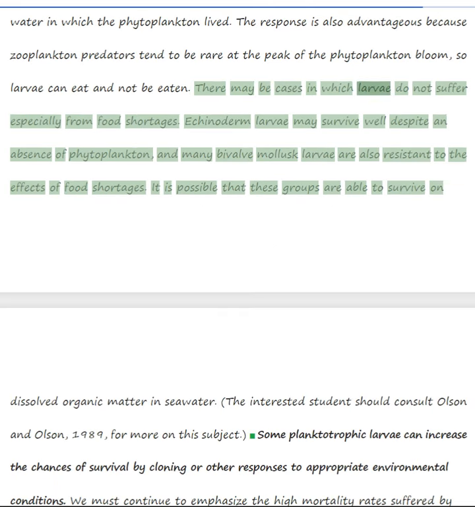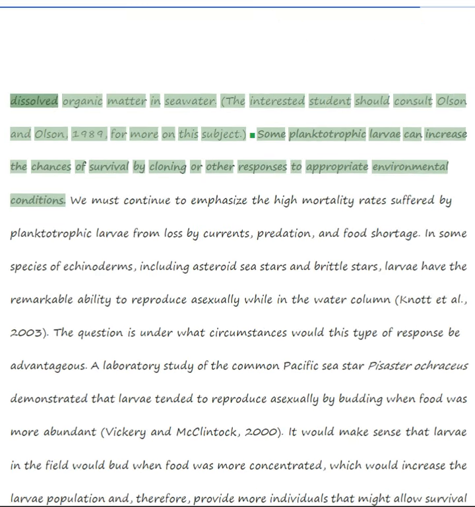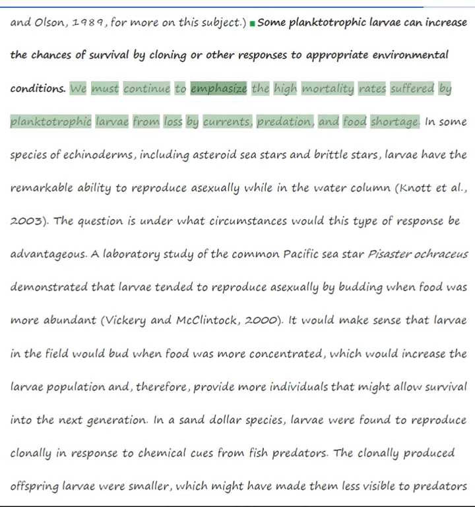There may be cases in which larvae do not suffer, especially from food shortages. Echinoderm larvae may survive well despite an absence of phytoplankton, and many bivalve mollusk larvae are also resistant to the effects of food shortages. It is possible that these groups are able to survive on dissolved organic matter in seawater. Some planktotrophic larvae can increase the chances of survival by cloning or other responses to appropriate environmental conditions. We must continue to emphasize the high mortality rates suffered by planktotrophic larvae from loss by currents, predation, and food shortage.